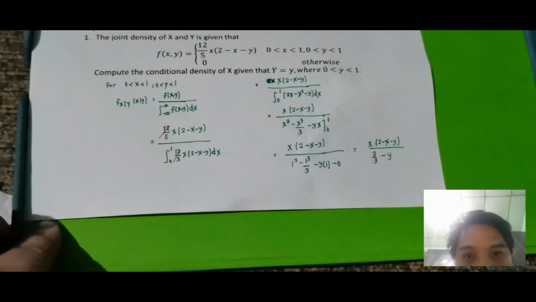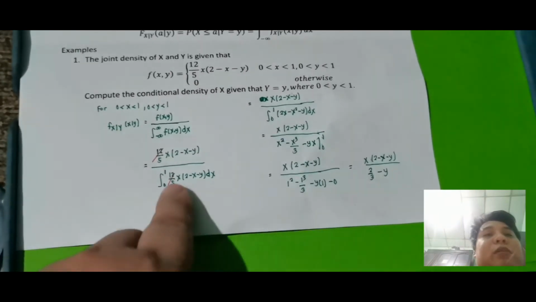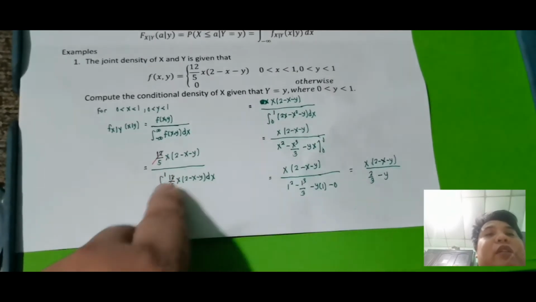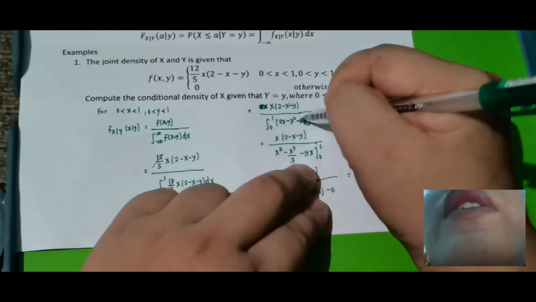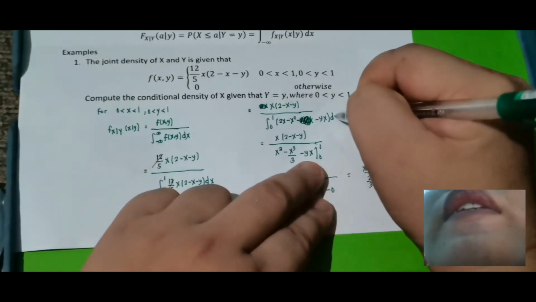Medyo nagkamali si sir sa ginawa. Okay, so pinapansin ako, multiply ko x. X times 2 is 2x. X times x is x squared. X times y, nakalimutan kong ilagay dito. So, sorry about doon. So, this is minus yx dx.